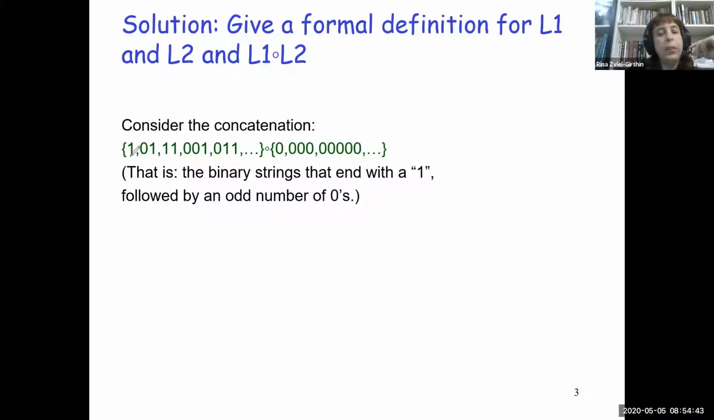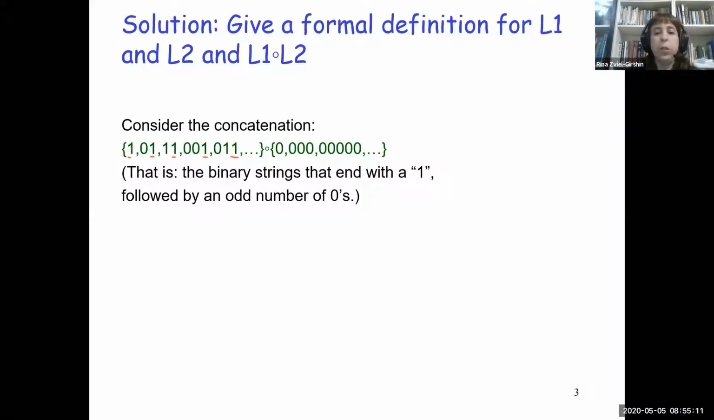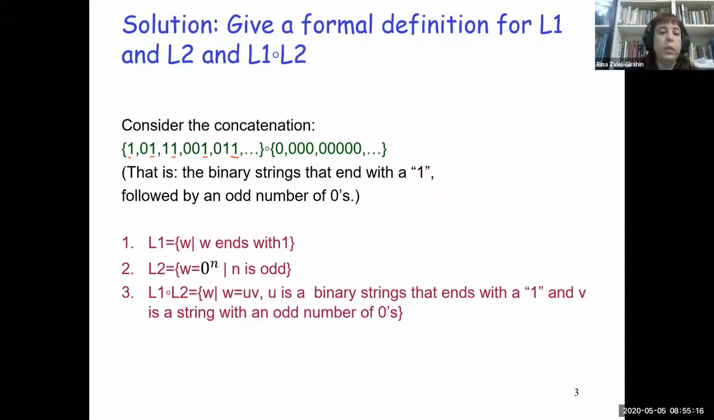But I see that the first word is 1. The second one is 01, and then I have 11. Then I have 001. So I start to see that I have the same structure of the words. I have words that have 1 at the end of the word. So basically that will be the definition that I will give. The definition will be that the first language is the language of all words that end with 1 over our alphabet.